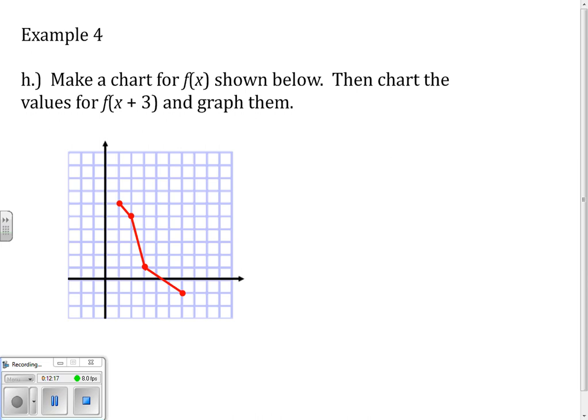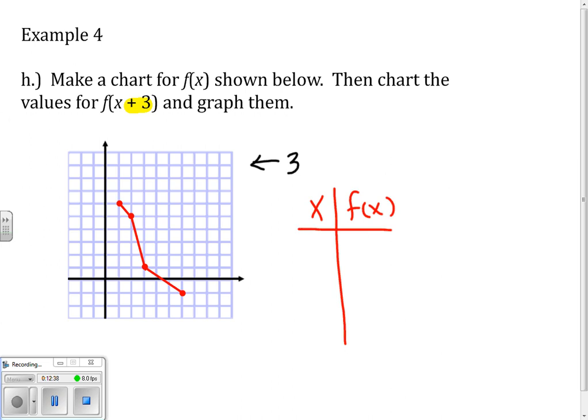Letter H, make a chart for f of x shown below, then chart the values for f of x plus 3 and graph them. X plus 3, that plus 3 that you see going on inside, a plus inside moves it left 3. So I'm actually going to make the original chart first. I have x's and I have f of x's.